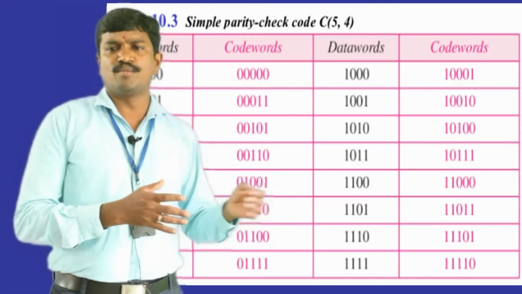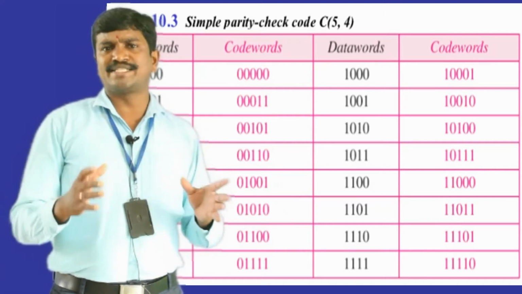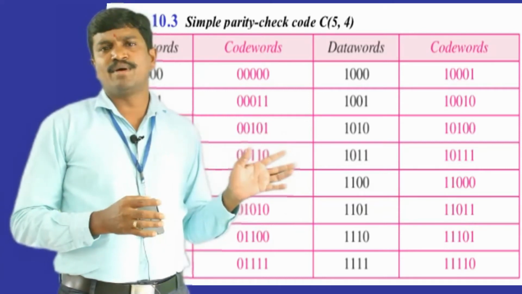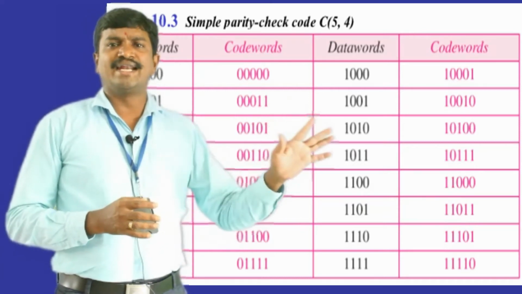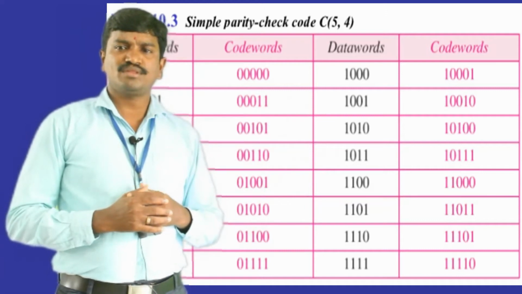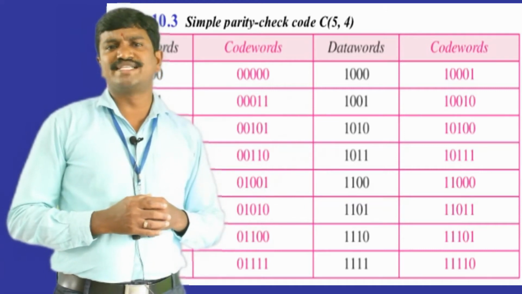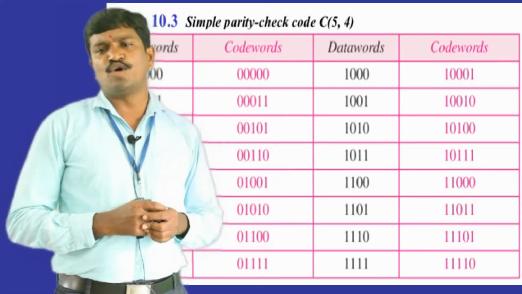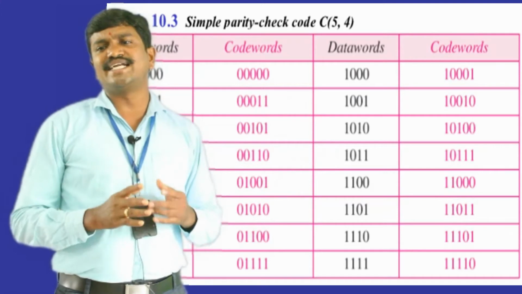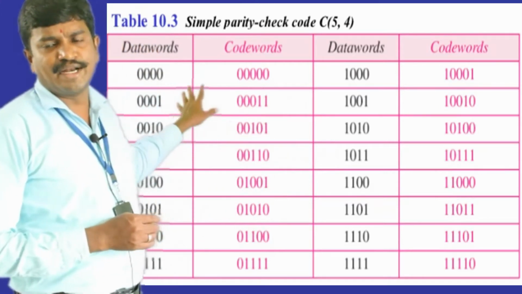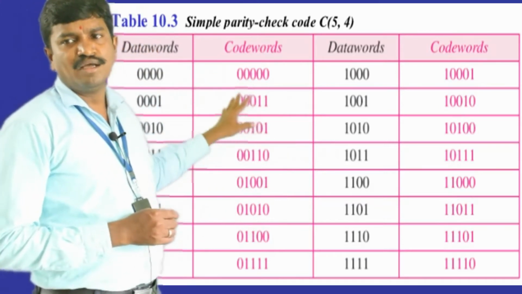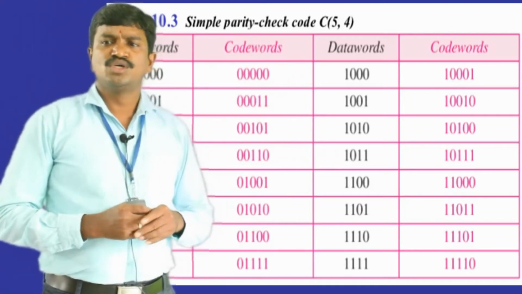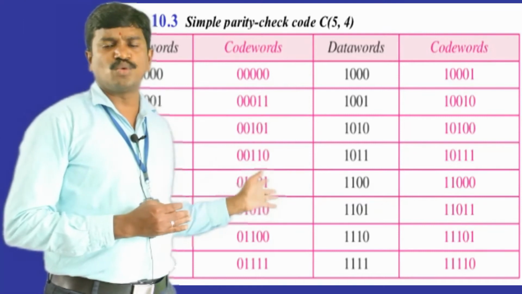In linear coding or block coding, the coding is represented with two parameters. One is n, which is the number of bits in the code word, and the second parameter is k, which indicates the number of bits in the data. The difference between these two is called the redundant bits. How many redundant bits exist in this code? If you observe, the number of redundant bits in this methodology is only one.